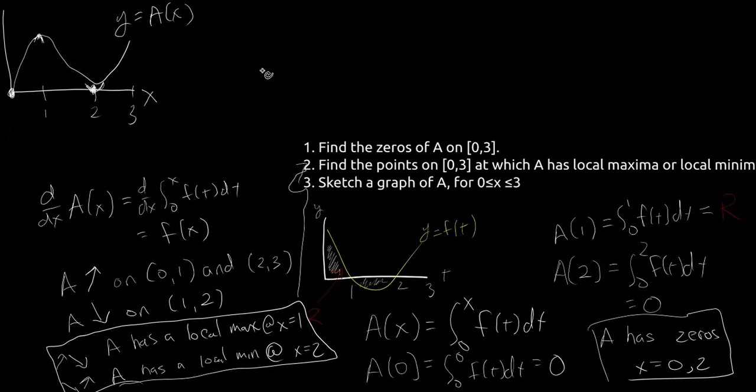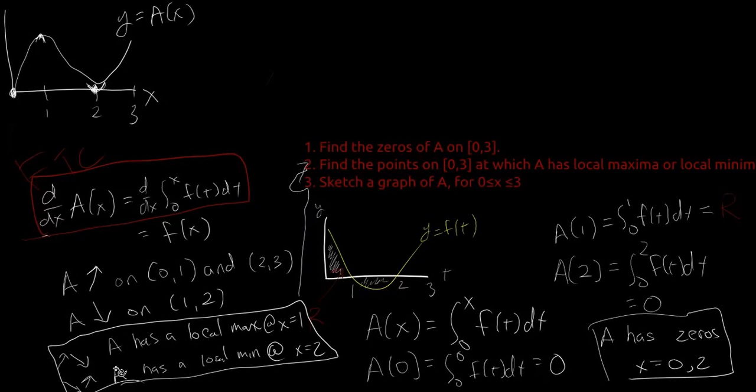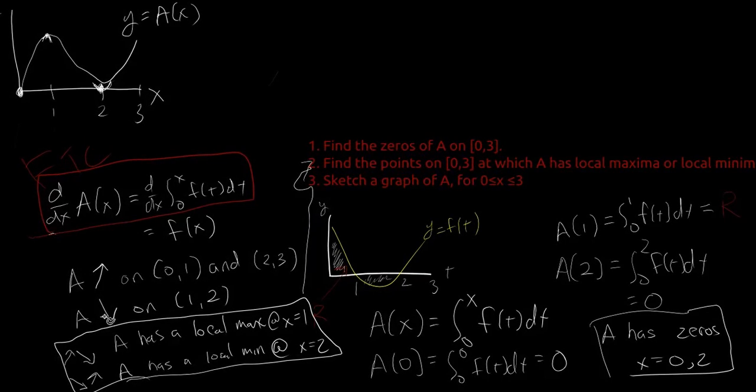Some of the main ideas here, again, the fundamental theorem of calculus. The derivative of the area function is the original function f. And we also know from the fundamental theorem of calculus that the area function is continuous and differentiable. And we also use the fundamental theorem of calculus knowing when the derivative is positive tells us that the area function is increasing. When its derivative is negative, the area function is decreasing.